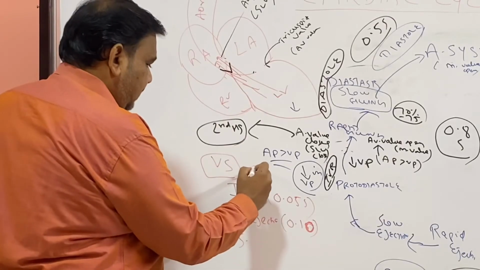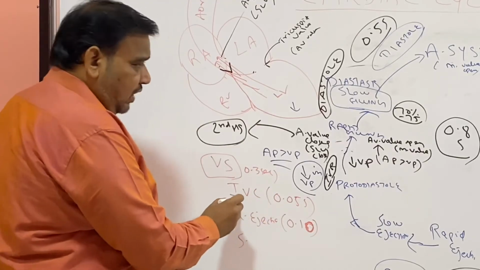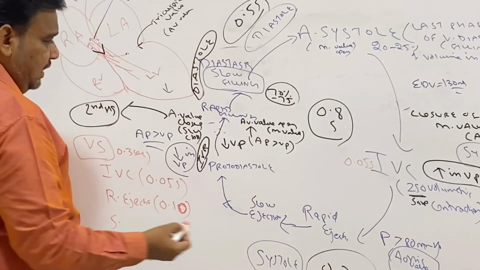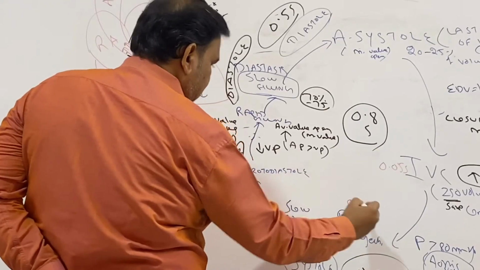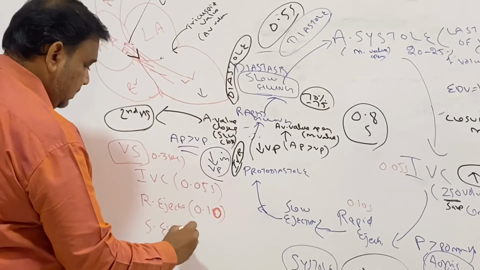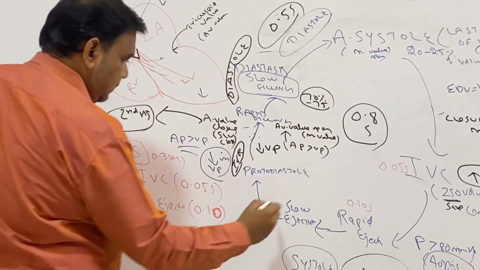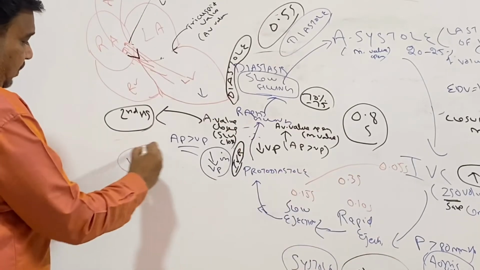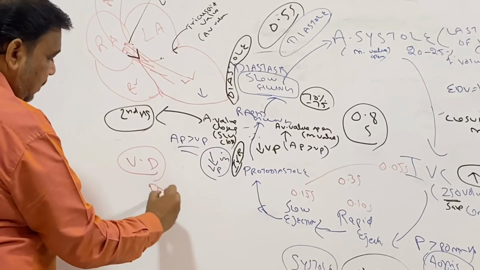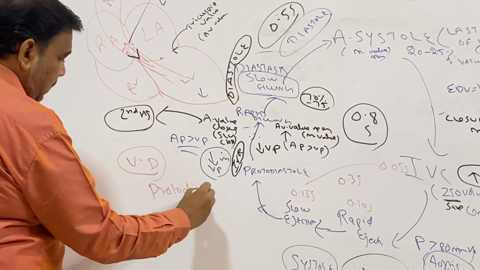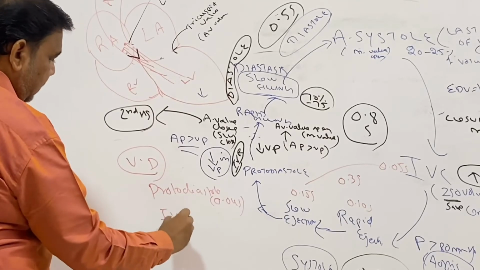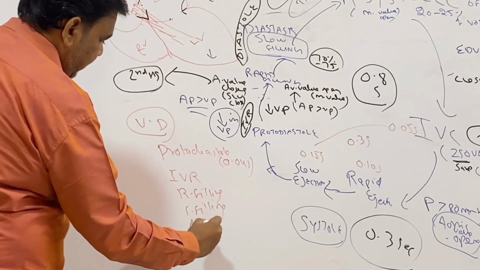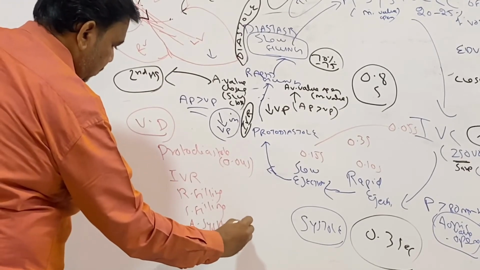Ventricular systole is 0.3 second, which includes the isovolumetric contraction phase, which is 0.05 second, the rapid ejection phase, which is 0.10 second, and the slow ejection phase, which is 0.15 second. So this total will be 0.3 second. Ventricular diastole also starts with protodiastole, isovolumetric relaxation phase, then rapid filling phase, and slow filling phase, then atrial systole. Remember, atrial systole is 0.1 second, no doubt in that.